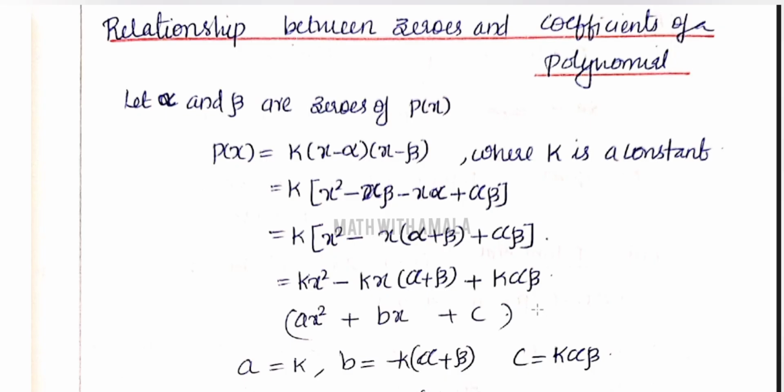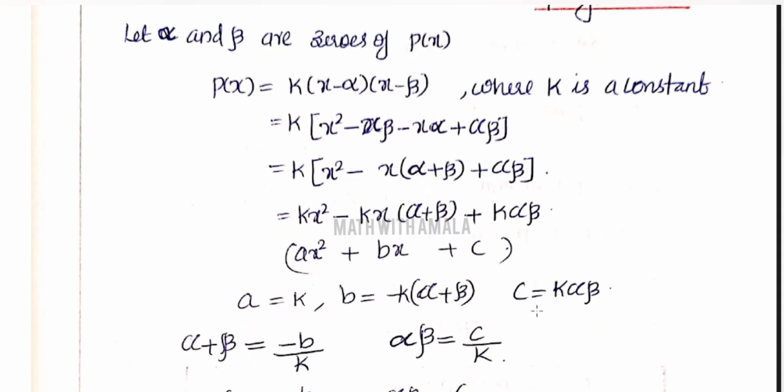Now you can distribute k with each term inside: kx square minus kx into alpha plus beta plus k alpha beta. Here this is in the form ax square plus bx plus c, which is the standard form or the general form of quadratic equations. Now we can compare it with the general form. Comparing the x square coefficient, a equal to k, then the x coefficient b is equal to minus k into alpha plus beta, and the constant c equal to k alpha beta.